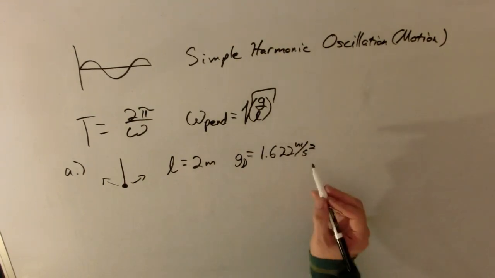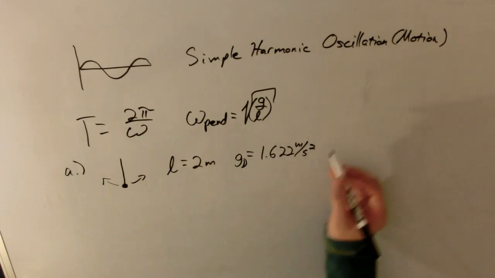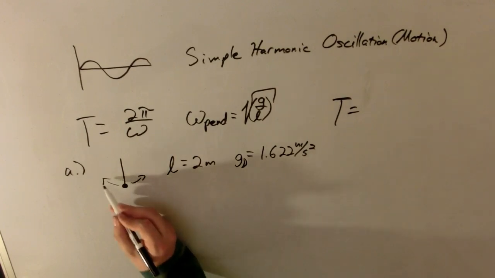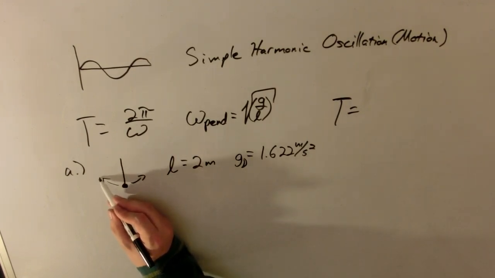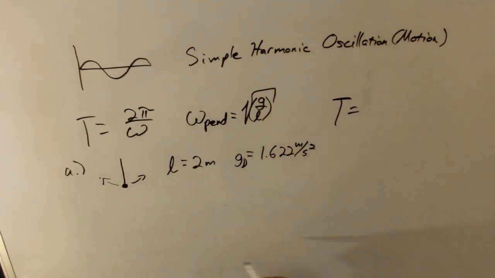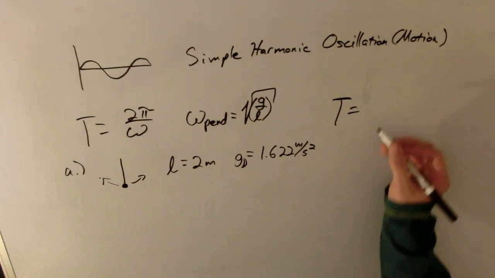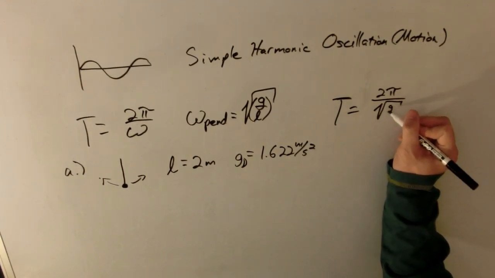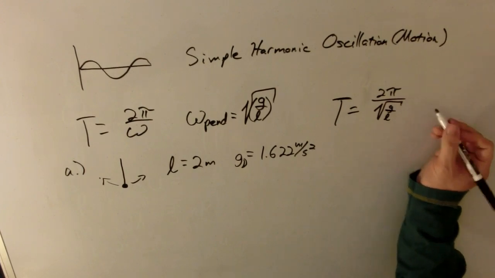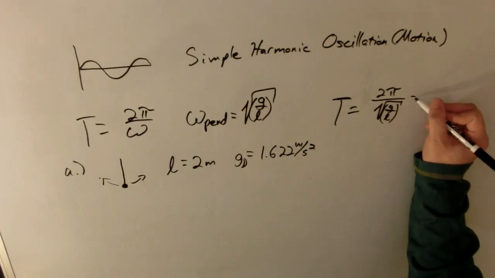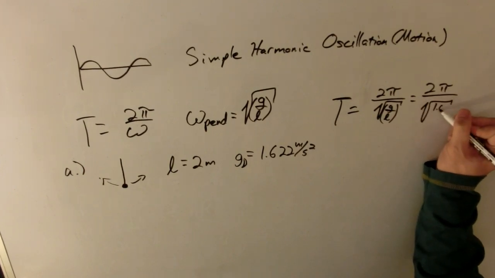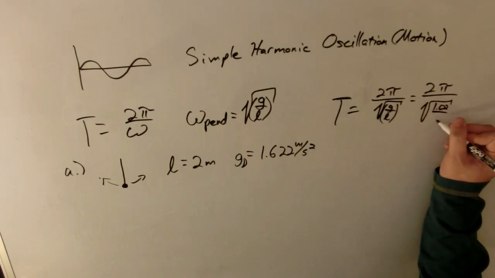So I'm going to say that my total period, the total time it takes for one complete cycle, so if it starts over here, it's going to go all the way to the other side and come all the way back. Now the total time it takes for one cycle is going to be equal to 2 times pi divided by the square root of g divided by L. In this case, that's going to be 2 pi divided by the square root of 1.622 divided by L, which is 2.